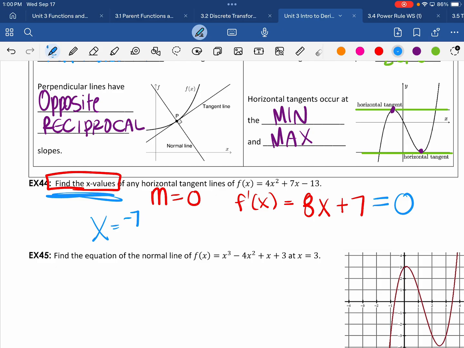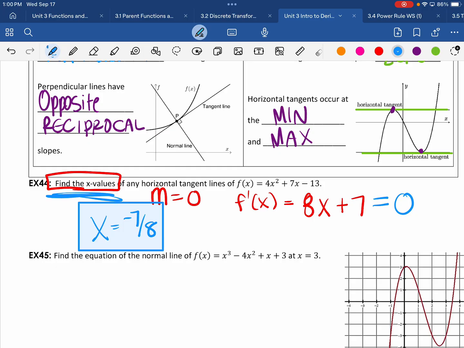So how do we know that it's 0? Horizontal tangent. And then we plug that into the thing to get y? No, that's it. It's just find the x values. This is the x value, so then you're done.